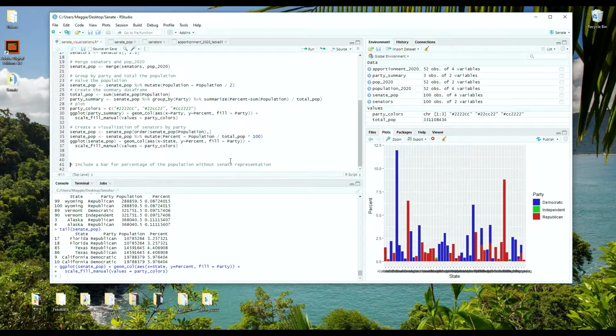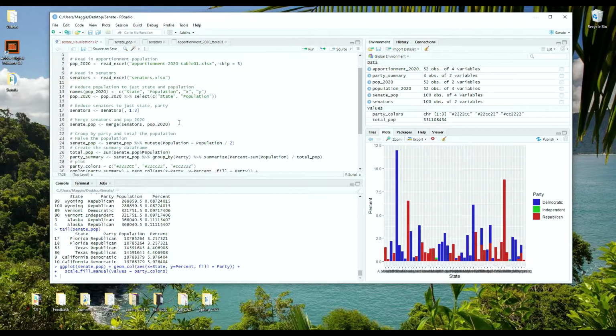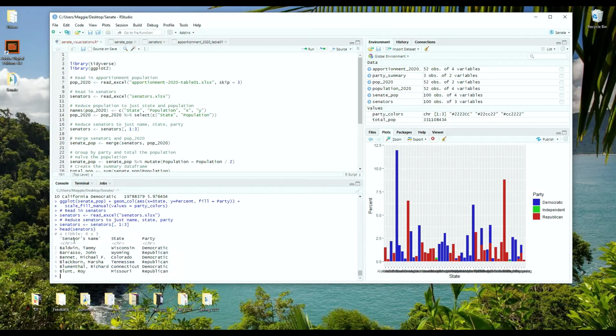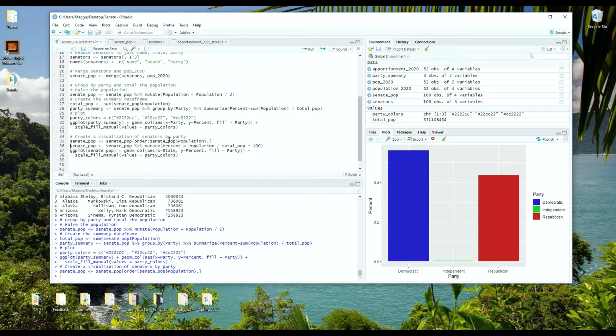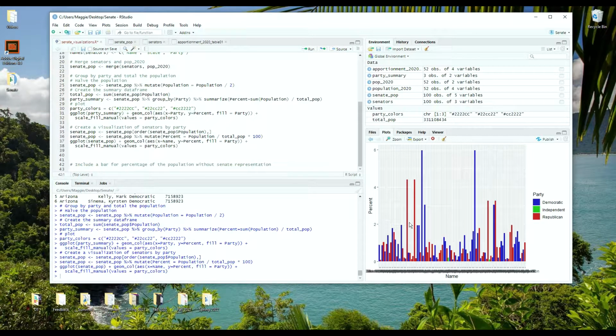Let's see. So let's sort. Well, no, we need to get it separated out. So we don't really want it by x equals state, because then we're getting stacked, and we may as well just have the state. So probably should have kept the senator names in there. Okay, now we're not stacked anymore, but we're not ordered.